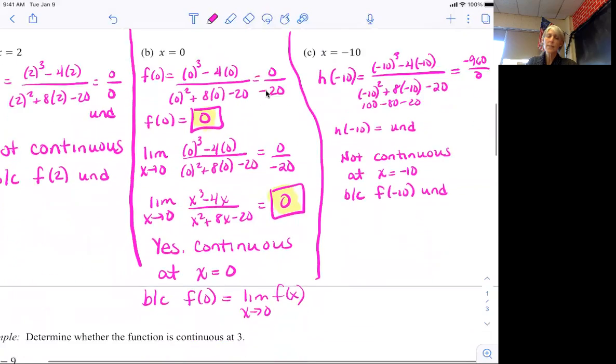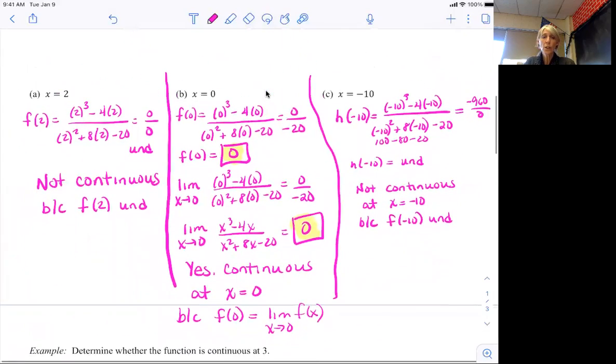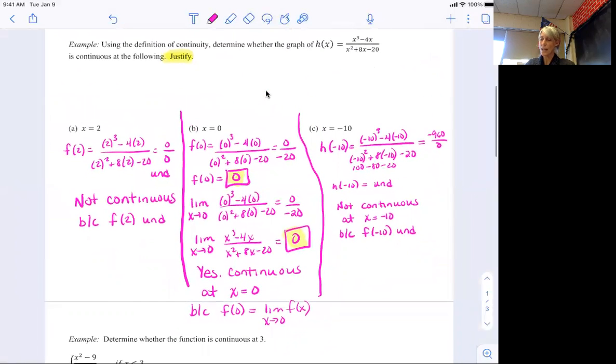Now, in some instances, you may have to do more work, but this is just the basic gist of things. That's how you would approach that type of problem when it's a rational function.